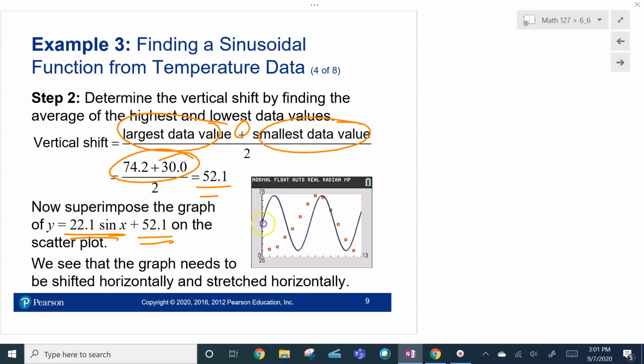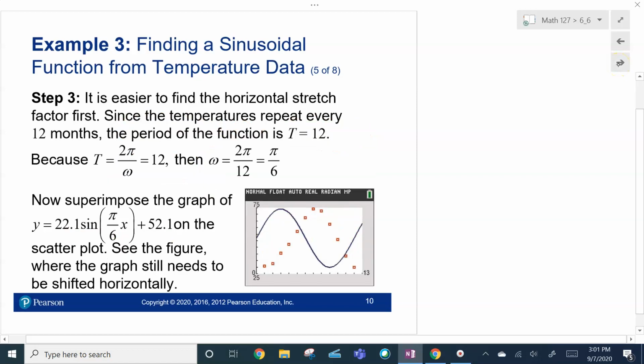So we shift it up. Now you see what we have, right? It's shifted up. It's getting closer to our actual data. You see the little points is our actual data. So now we have to shift this thing horizontally as well as stretch this thing out horizontally, okay?